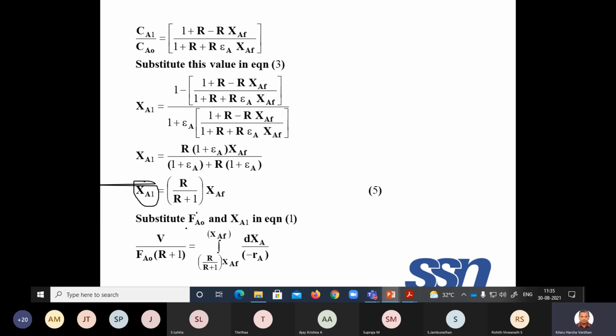So then what will happen? V by FA naught into R plus 1 is equal to integral R by R plus 1 XAF to XAF dXA by minus RA. This is the performance equation of this fellow. What is that fellow? Recycle fellow, right? This is the performance equation, right? Any doubt in this? Now let us watch the fun. So be prepared to watch the fun.